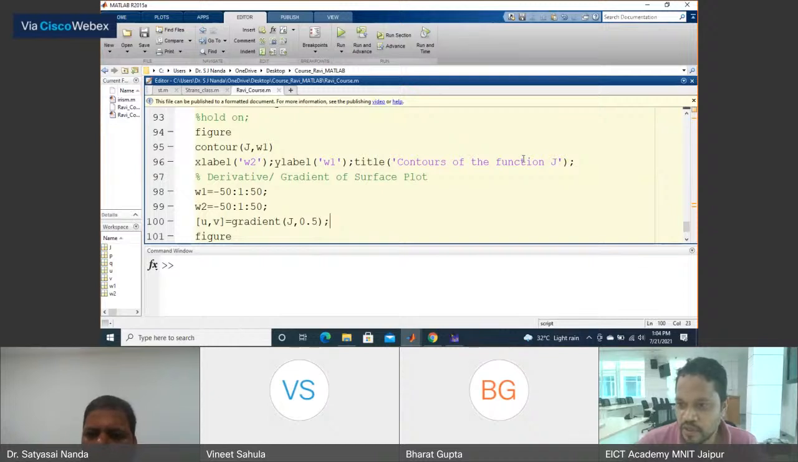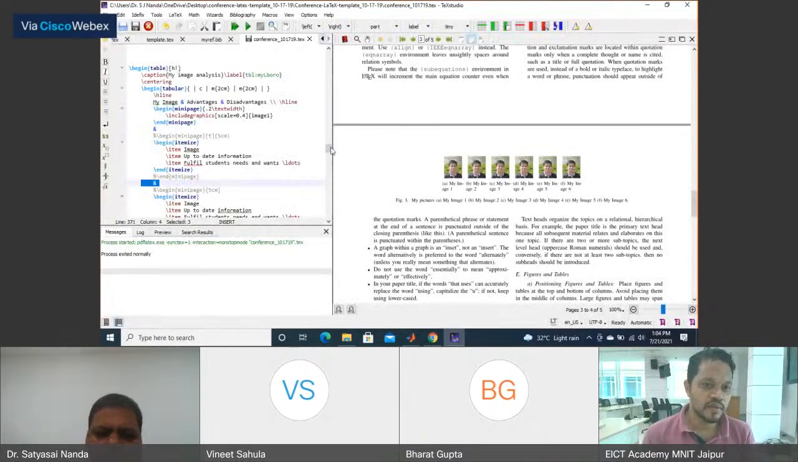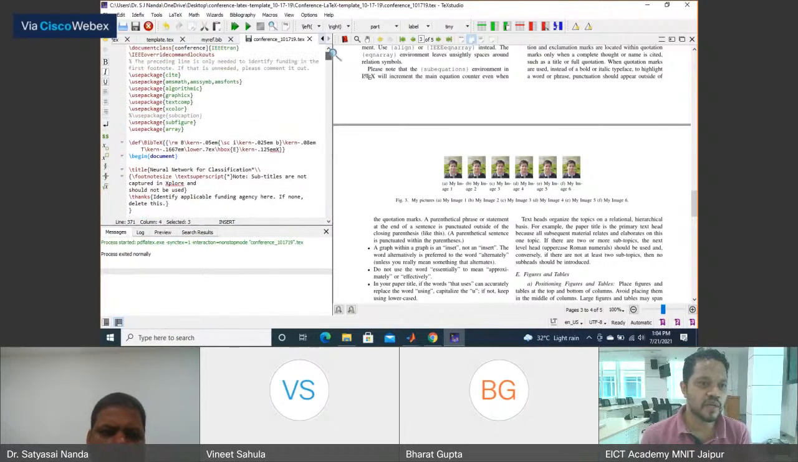There's a question: do we need to specify any package before using equations? I think most equations do not need any package. But sometimes in special cases they need a package. It may be amsmath or something, like use package amsmath, amssymb, amsfonts. You can also use package algorithmic, and package array also.